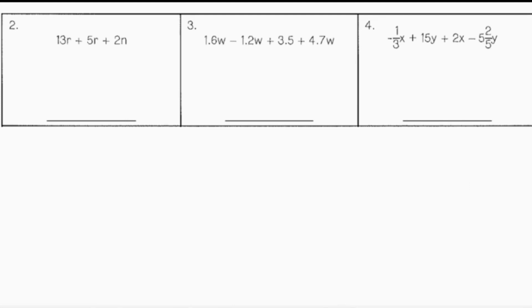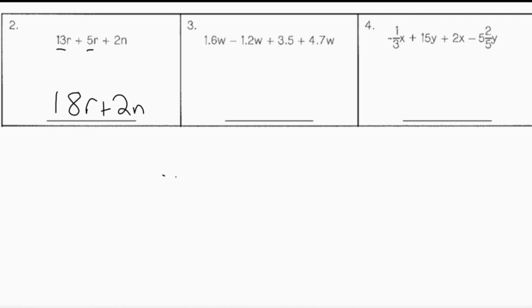Number 2, 13r plus 5r plus 2n. So I want to combine everything that has the same variable and power. So 13r and 5r I can combine. 13 plus 5 is 18r. My 2n will just stay 2n because I cannot combine r with n.